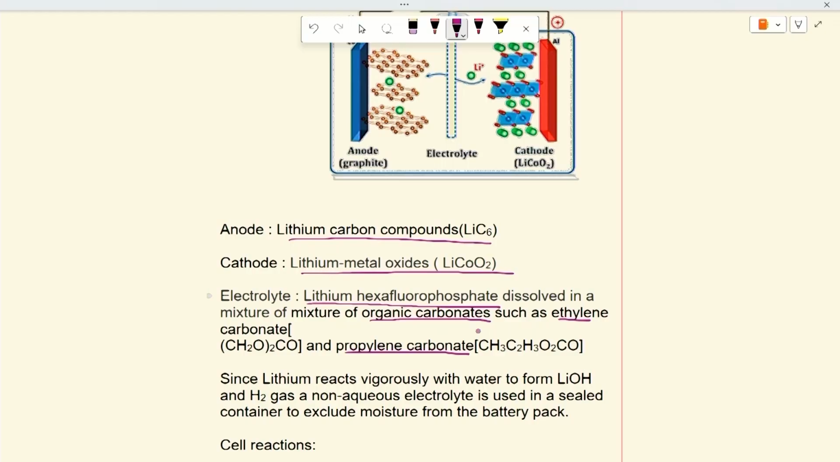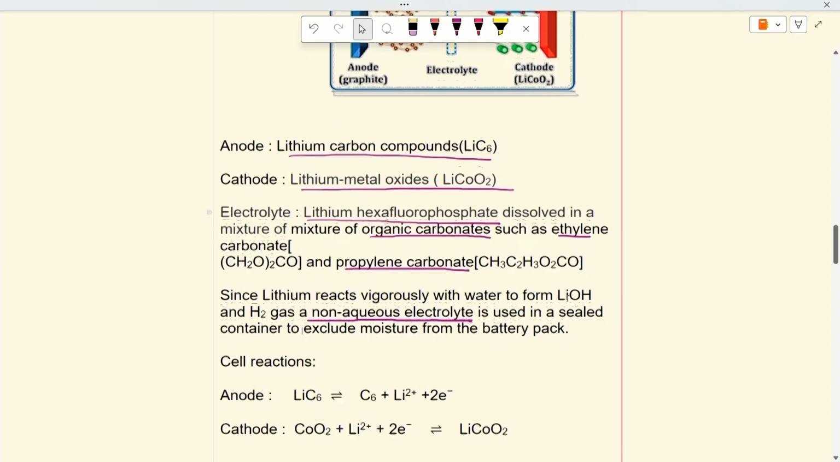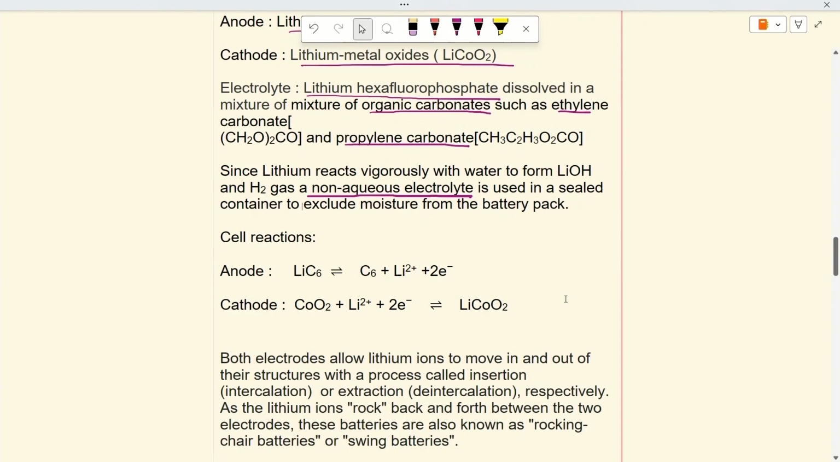The reason is that lithium ions are highly reactive with water to form lithium hydroxide and oxygen. So, you should remember, we should use only non-aqueous electrolytes, and the battery should be completely sealed in order to prevent the entry of moisture inside the battery. That is the point to be noted. Okay. Now, let us see what are the cell reactions.